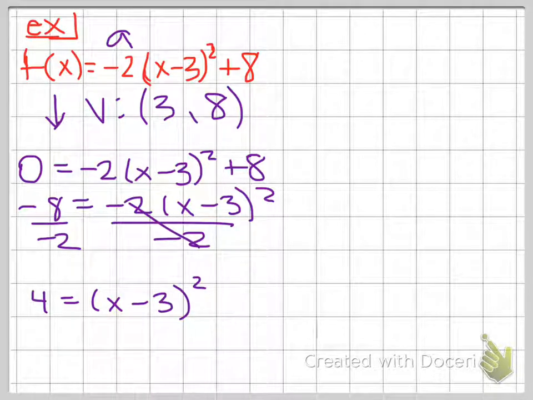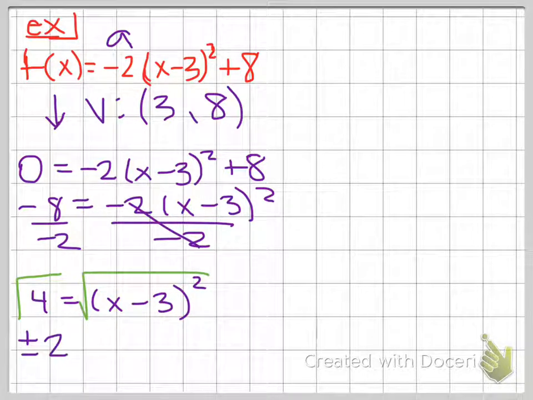To solve for our next step, we're going to take the square root to get rid of that squared. So the square root of 4 is plus or minus 2 equals x minus 3. Remember, because this is squared, I'm supposed to get 2 answers. So don't forget, when you square root, you need a plus or minus. Then we're going to add 3.